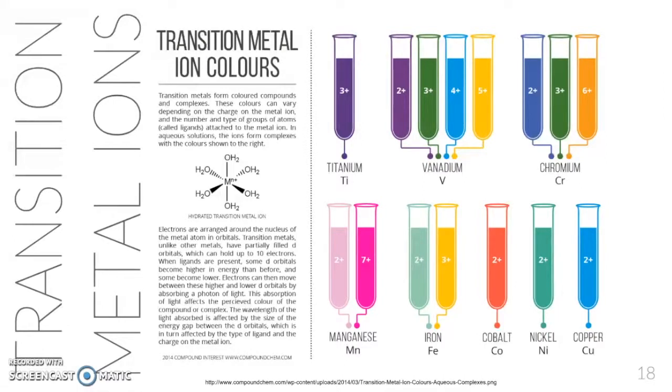Due to differing shapes, some d orbitals are closer to the ligand than others. Electrons flow from lower energy to higher energy d orbitals by absorbing light. Any unabsorbed wavelength of light is transmitted, causing the colored appearance of the compounds.